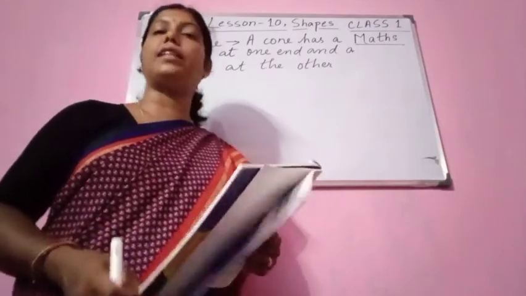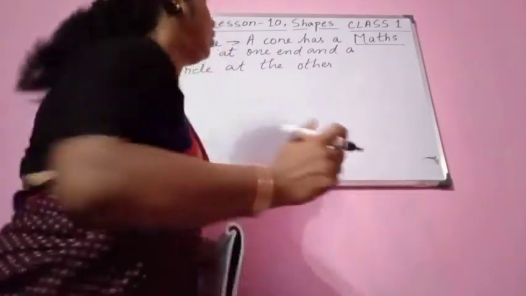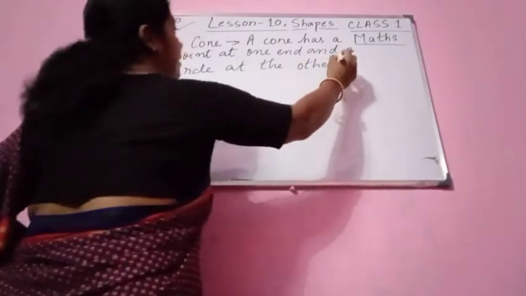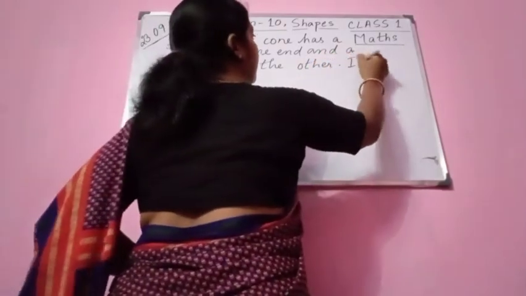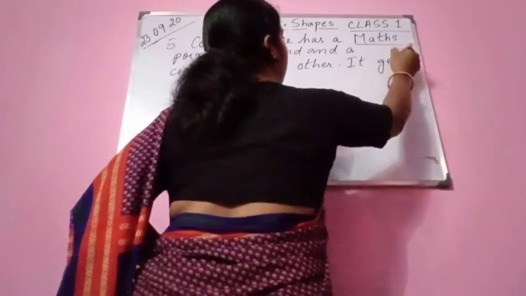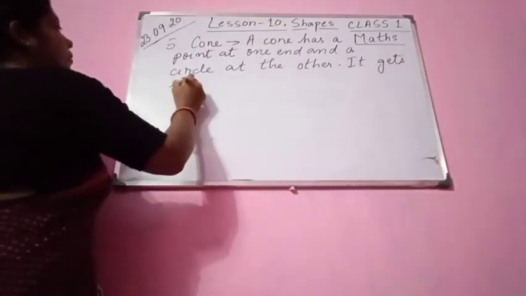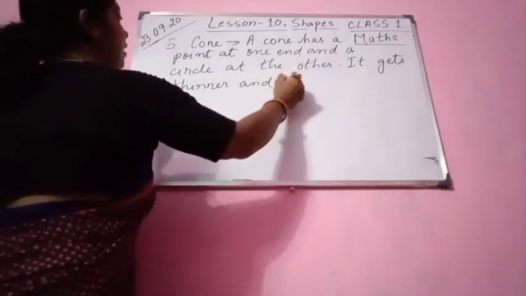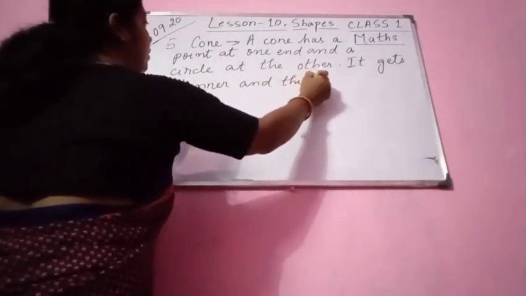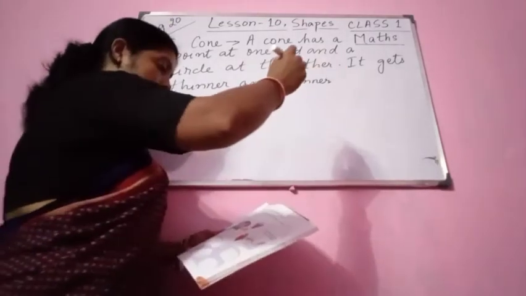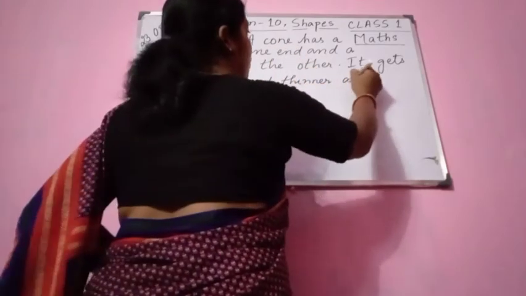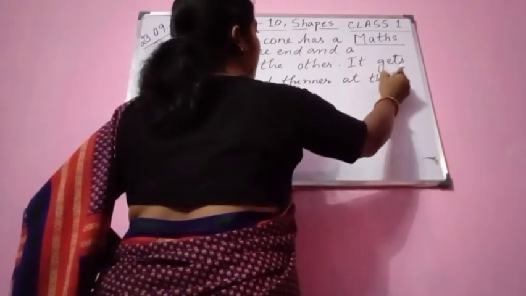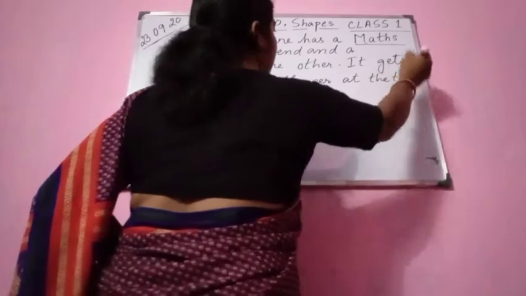It gets thinner and thinner at the top. As it goes to the top, it becomes thinner and thinner.